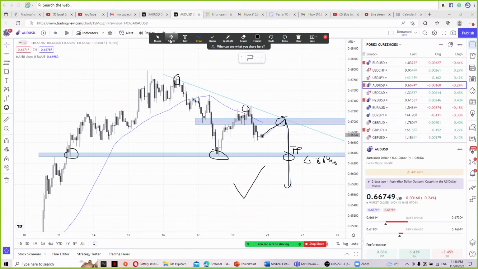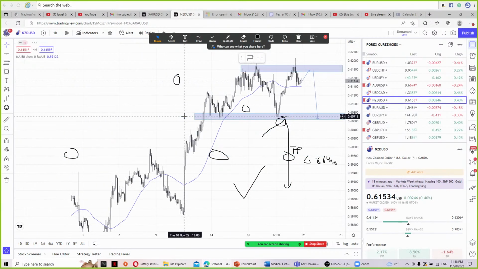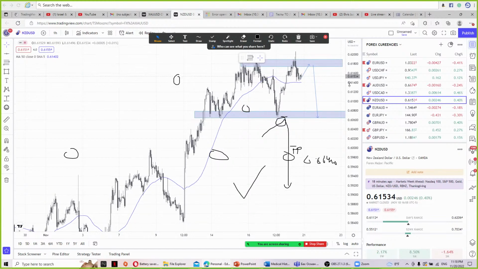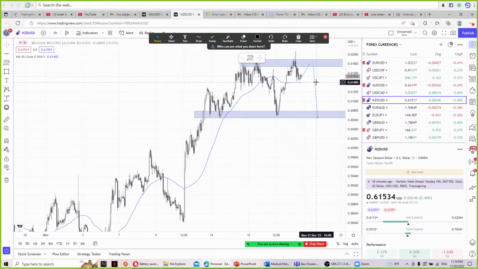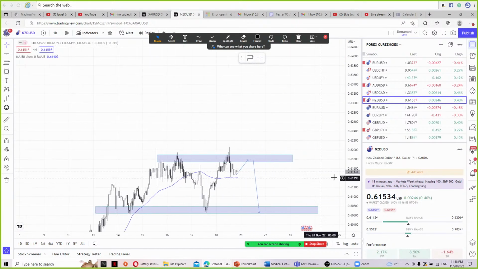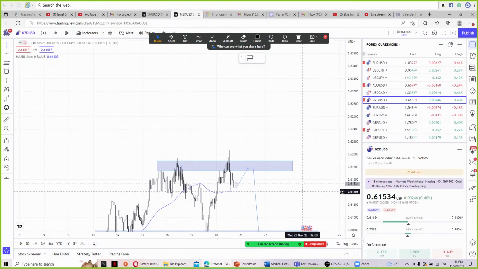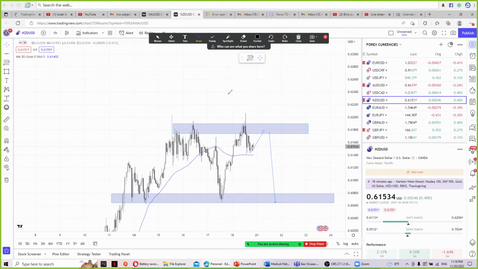All right, now let's talk about the next pair, NZD/USD. Same analysis. You can see these analyses are the same, right? Because what is DXY doing? DXY is still doing the same thing. So we have one double top. We are likely going to see a triple top here. Then price would come to the downside.